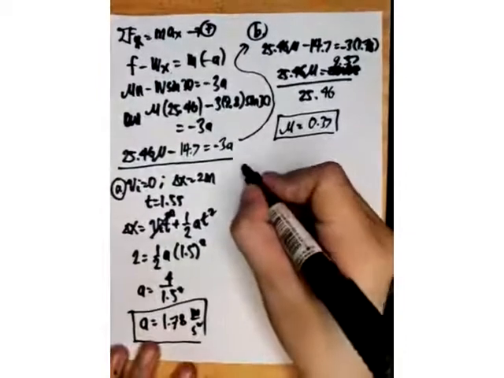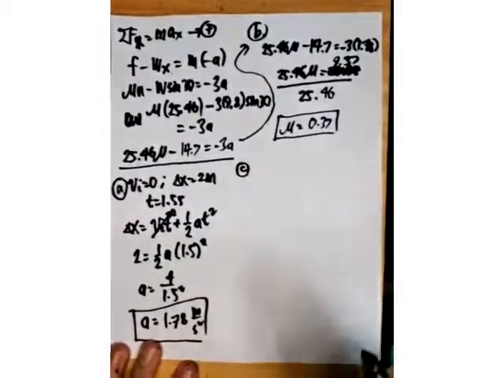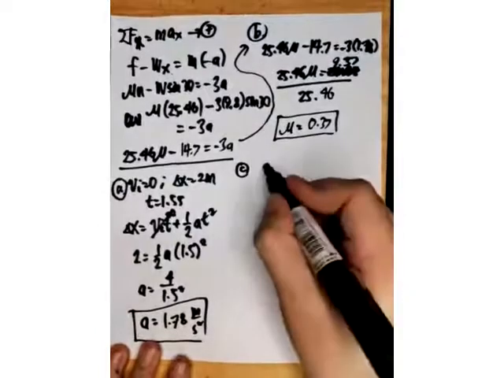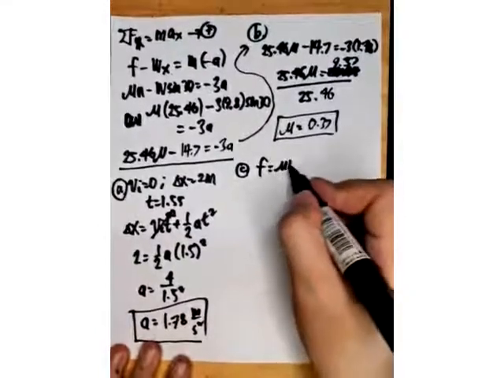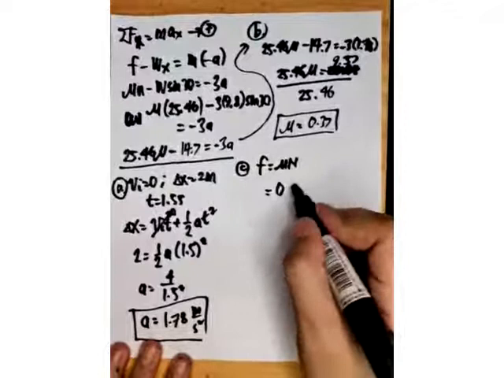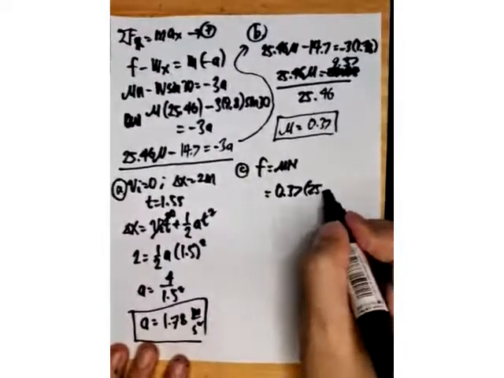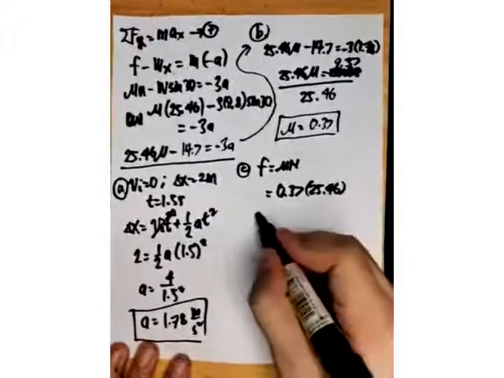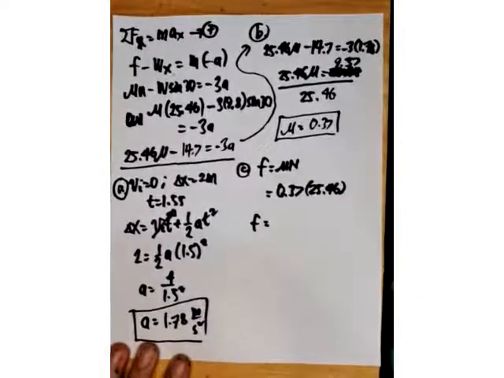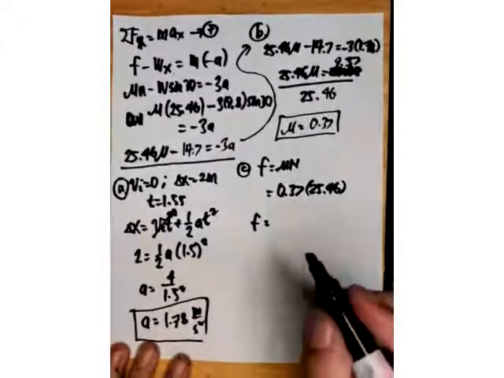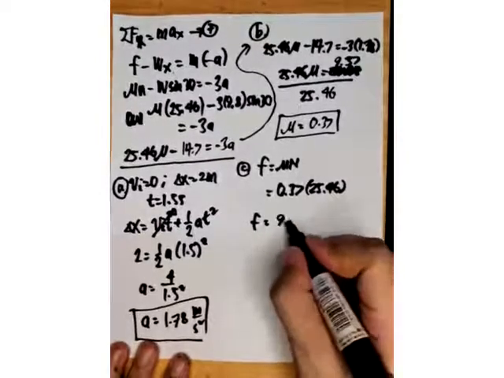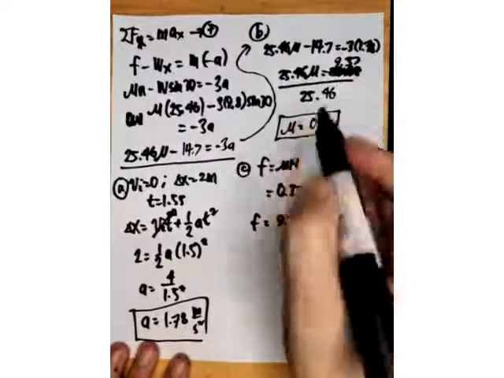Okay, for letter C, what is the frictional force? So F is equal to mu N. So that's 0.37 times 25.46. So the frictional force is 9.37. Yun pala. Ayun na pala.